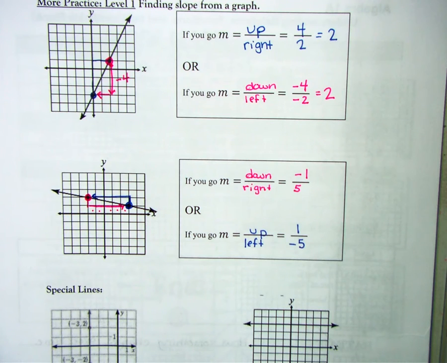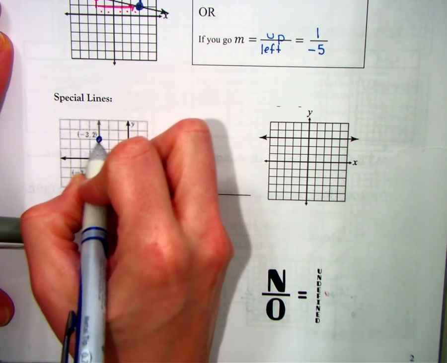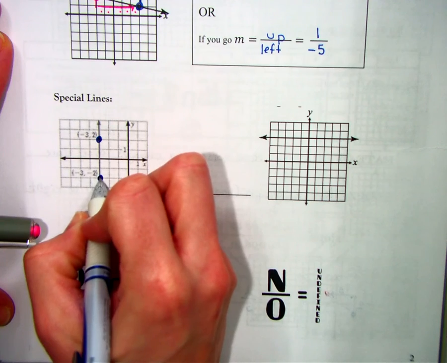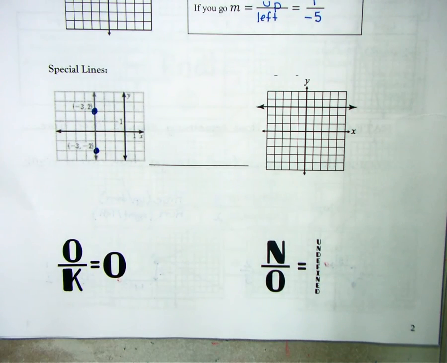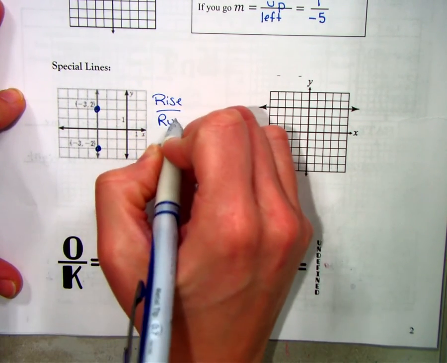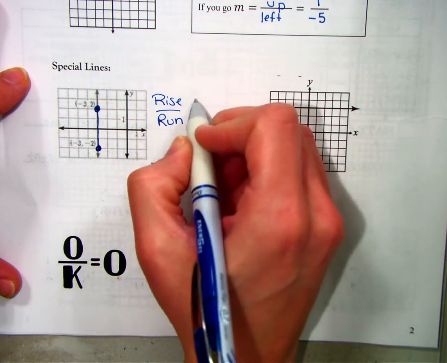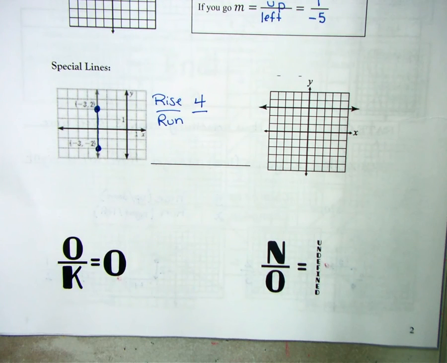Okay. Last part, we have 2 kind of special lines that have special kinds of slopes. Okay, so I've got 2 dots right here. Okay, so again, we're counting rise over run. So I rise 1, 2, 3, 4. So I go up 4. Do I go left or right any? No, you just go up. So it's 0. Can you divide by 0? So it would be 0.